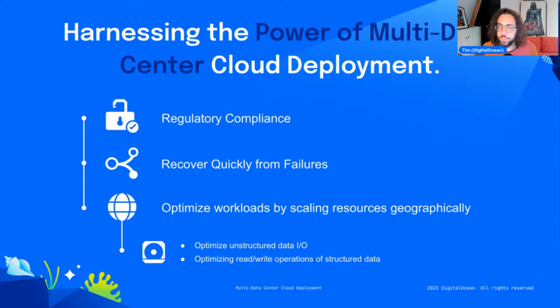And finally, the other reason you do want to definitely deploy in a multi-data center cloud environment is to optimize your workloads. And you want to scale your resources geographically. So one reason is to optimize on unstructured data like media files, photos, text files that use object storage and that can be stored in CDNs. So when you have your data distributed across multiple data centers, that data can be deployed to CDNs a lot more efficiently.